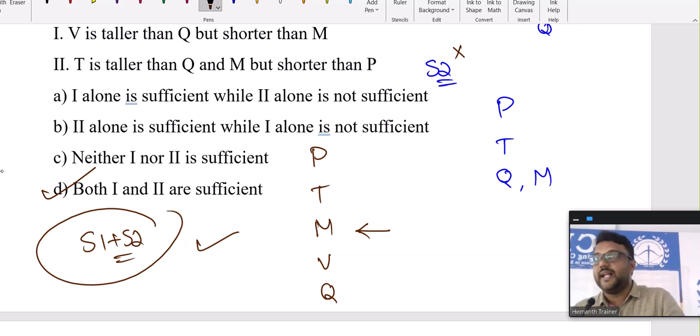Generally, they'll have to mention, like, statement 1 and 2 together is not sufficient, need additional data. That's a lengthy thing. Here they gave it in short, like neither 1 nor 2. Fine, whatever it may be, that means both are not sufficient.